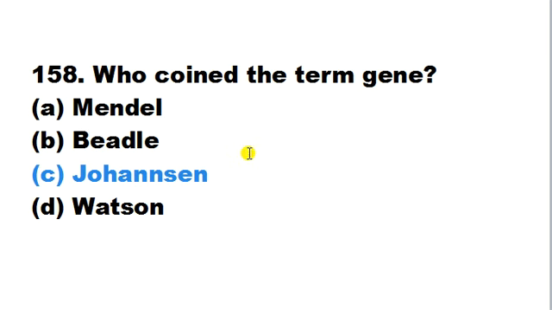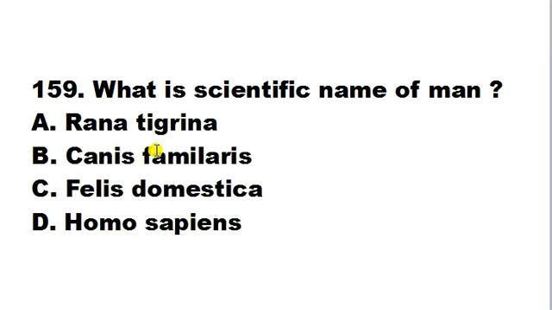What is the scientific name of man? Rana tigrina, Canis familiaris, Felis domestica, Homo sapiens. Here the correct answer is D. The scientific name of man is Homo sapiens. Rana tigrina is the scientific name of frog. Canis familiaris is the scientific name of dog, and Felis domestica is the scientific name of cat, and Homo sapiens is the scientific name of man.